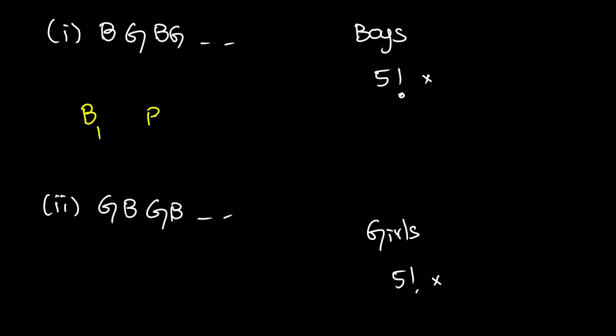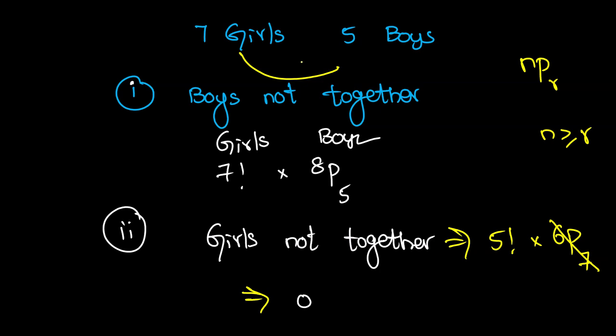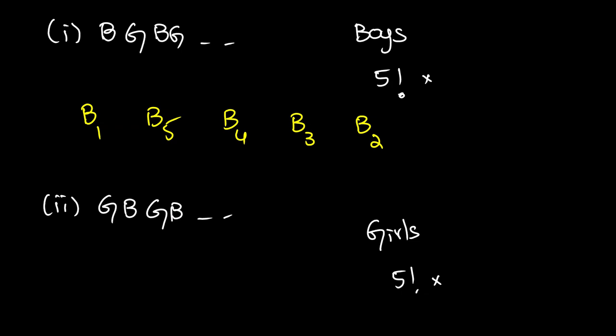Among those 120, we'll see one case here. It can be B1, B5, 4, 3, 2. I'm deliberately giving a different order. You can put 1, 2, 3, 4, 5 also. Now listen, in the previous question, when I had 5 boys, I took 6 places. When I arranged 6 boys, I said 7 places are there for 4 girls to occupy, 7P4. To recall, here 5 boys, then I took 6 places, 4 girls, 6P4. In this question we have 7 girls and 5 boys, 8 places, 8P5.